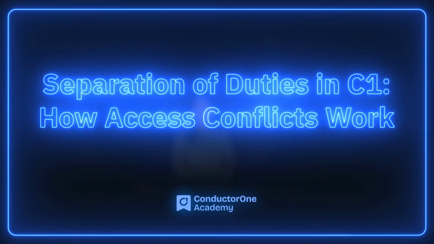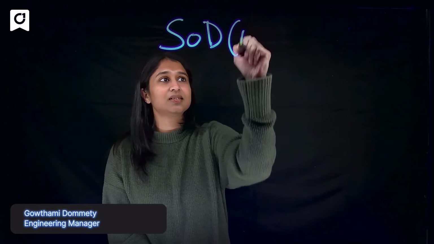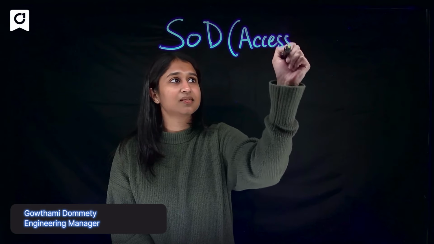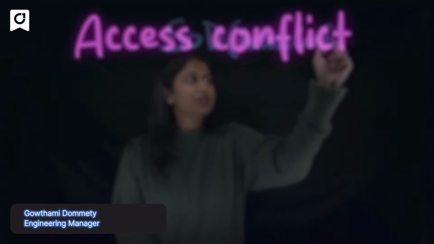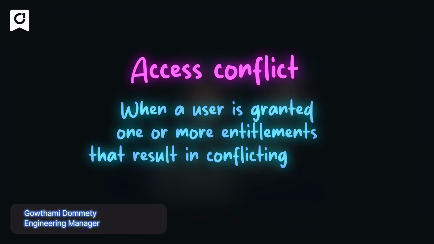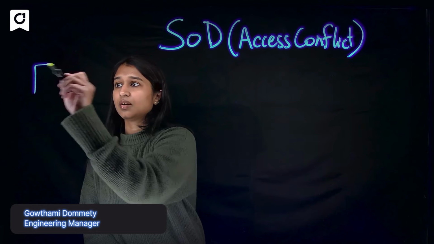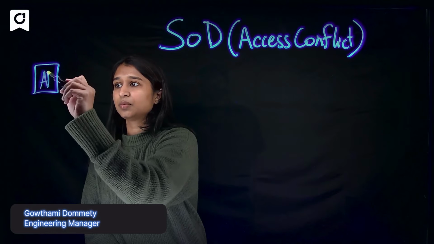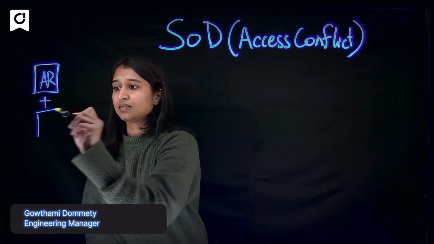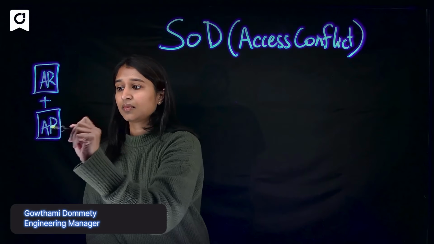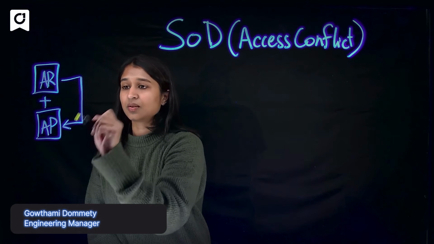I'm an engineering manager at ConductorOne, and today I'm here to talk to you about separation of duties, or as we call it in ConductorOne, access conflicts. An access conflict is when a user is granted one or more entitlements that result in conflicting access. A good example of this is when a user already has accounts receivable, and then they are granted accounts payable. This results in an access conflict.